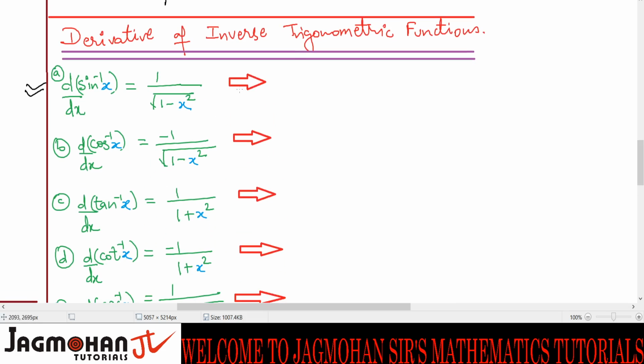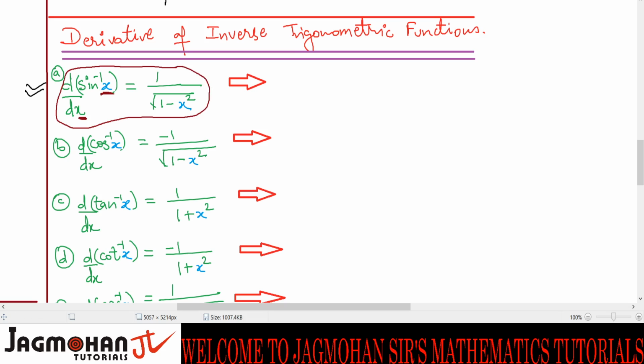Here you see this implication sign. Now why this implication sign? I'll tell you. When I have sine inverse function and the variable is x, you can check, I have sine inverse function, the variable is x, and I am differentiating with respect to x. So the derivative is this. It is by definition.